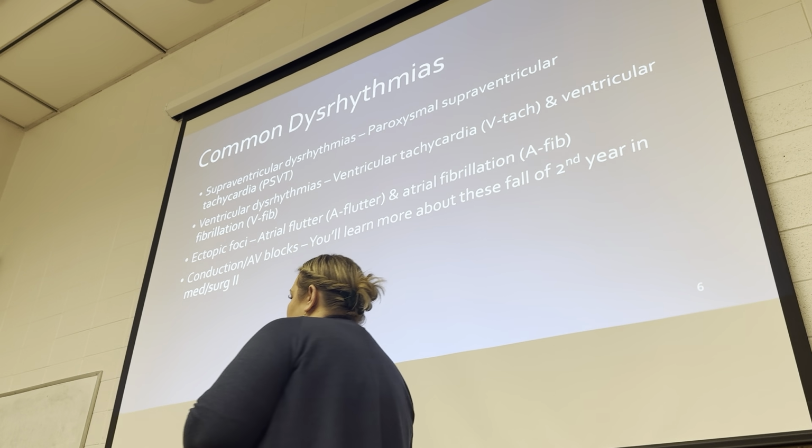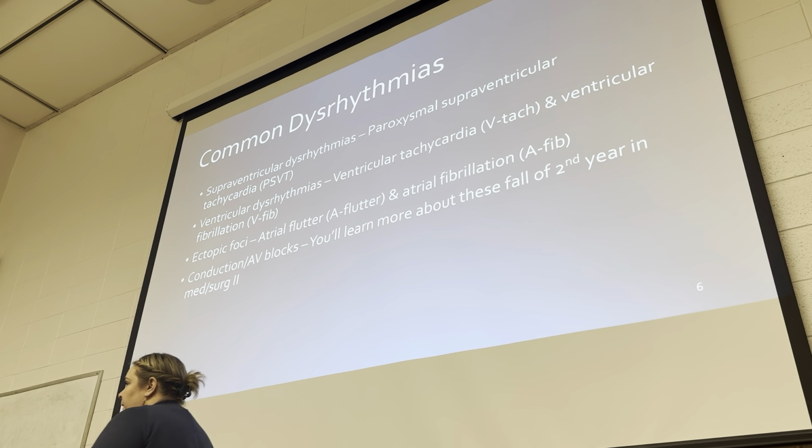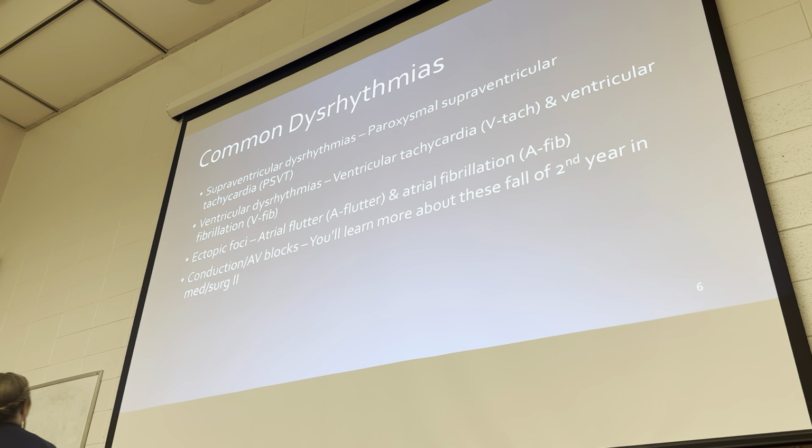So, some of our more common dysrhythmias. Our supraventricular dysrhythmias, right above the ventricles, are those that are atrial in nature. Paroxysmal supraventricular tachycardia is one of our most common ones there. Our atrial fib and our atrial flutter actually fall under that as well, but they are really focused on the ectopic foci that we see with that, so we separate that out a little bit.